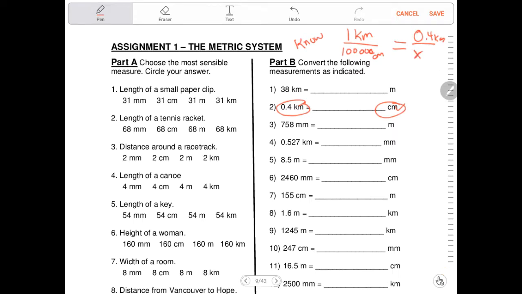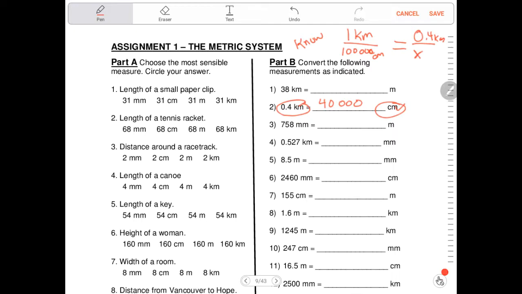Again, you're using cross multiply and divide, but hopefully this is a skill that you still have. And if it has kind of left you, please speak with your teacher for a little bit of a review on that. And you get 40,000. So, again, we know that 1 kilometer is 100,000 centimeters. We use this on the left-hand side, and then we use on the right-hand side 0.4 kilometers over x, and that gives us 40,000 centimeters.